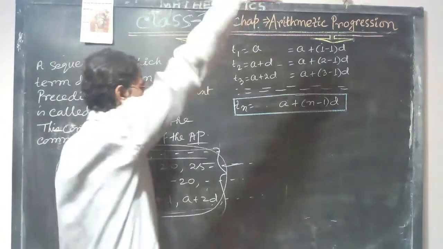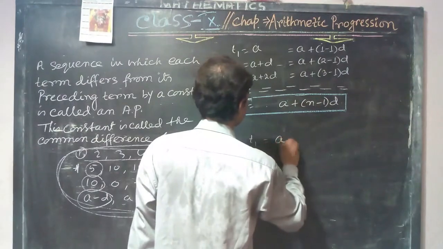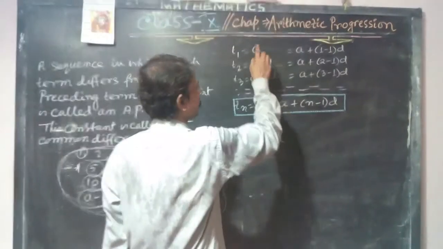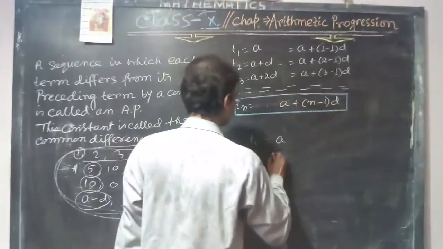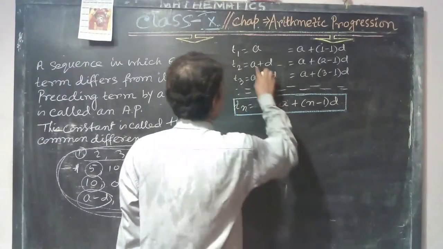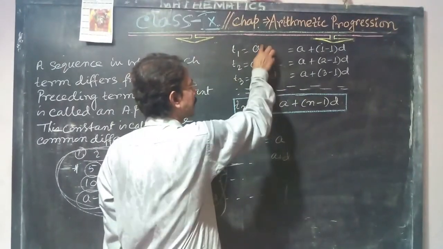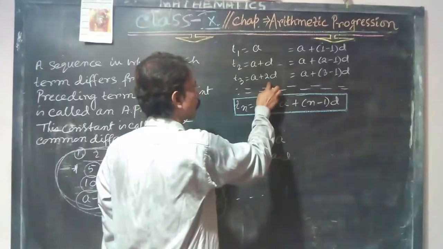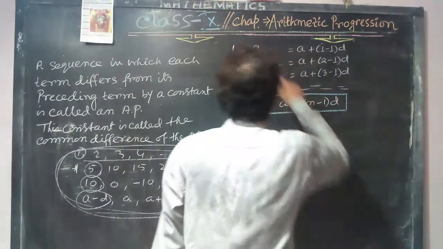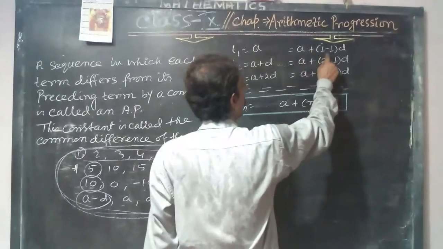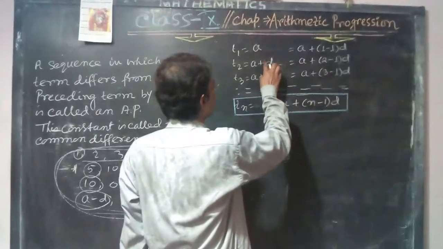Here first we take T1 equal to the first term a. Then if the common difference is d, the second term is a plus d, and the third term is a plus 2d: add d to a plus d, and you get the third term a plus 2d. We can rewrite the term a as a plus 1 minus 1 into d, because 1 minus 1 equals 0.